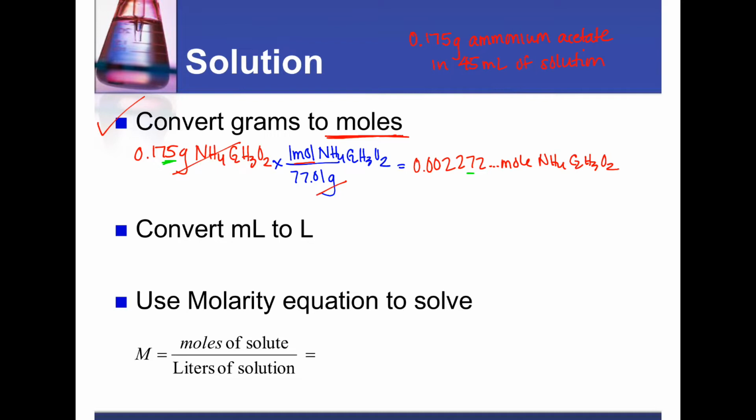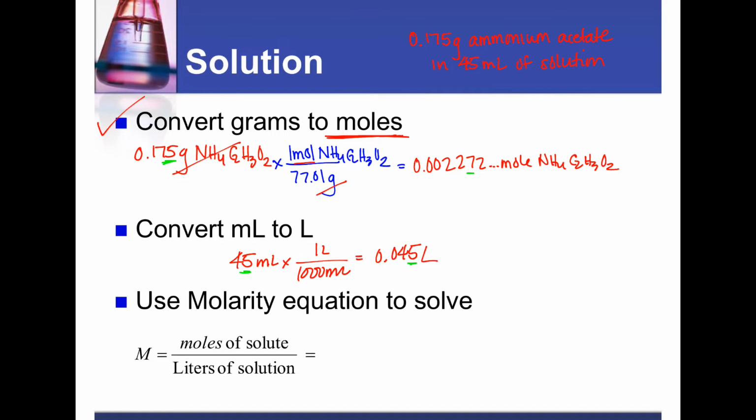Now I need to convert my milliliters to liters because I need liters on the bottom. And I have 45 milliliters. I know that there are 1,000 milliliters in 1 liter. So it's 0.045 liters. And it only had 2 sig figs, so I'm going to make sure I mark that to 2 sig figs.